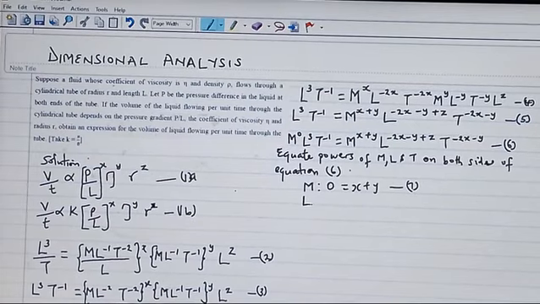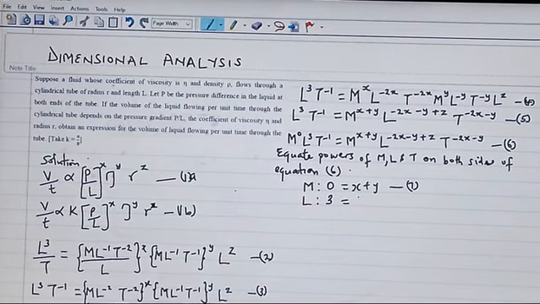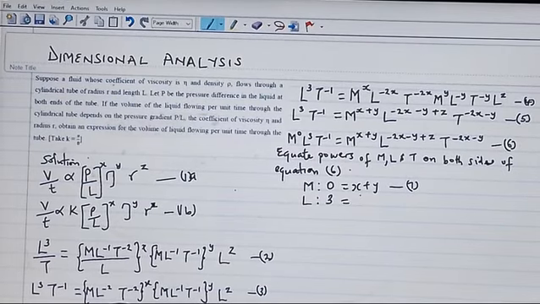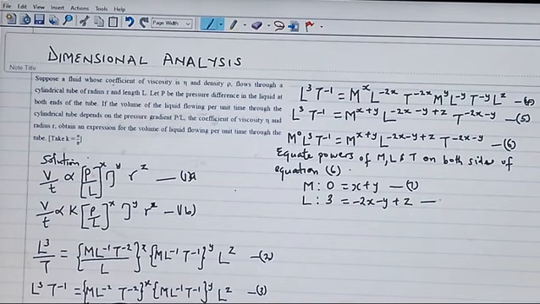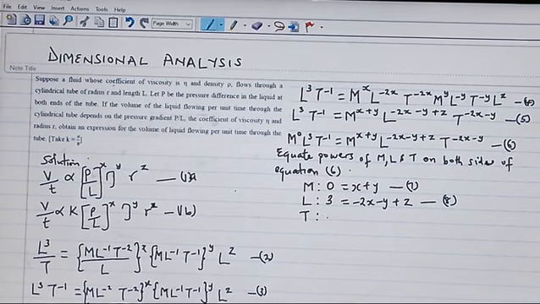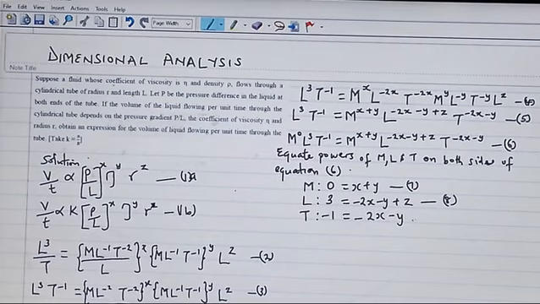For L, on the left hand side we have 3. On the right hand side we have minus 2x minus y plus z. Call this one equation 8. And for t, on the left hand side we have minus 1. On the right hand side we have minus 2x minus y. Call this one equation 9.